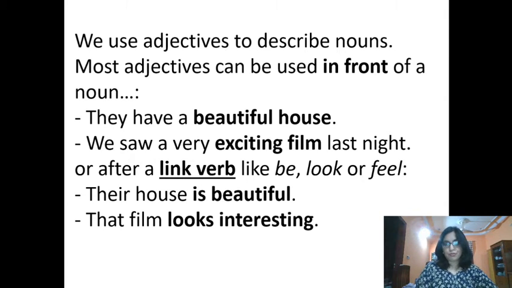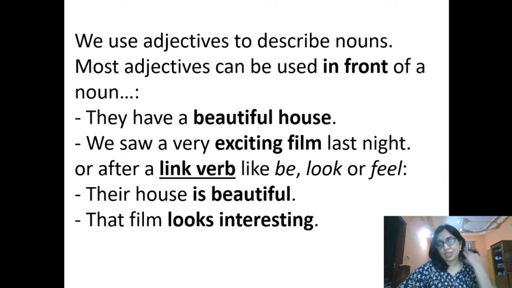So, they have a beautiful house. House over here is a noun and beautiful is its quality. So you can see the placement, the syntax, the grammatical placement. Beautiful appears before the house, which is the noun. We saw a very exciting film last night. Now film over here is a noun, and exciting is its quality. So you are going to place it before the noun.